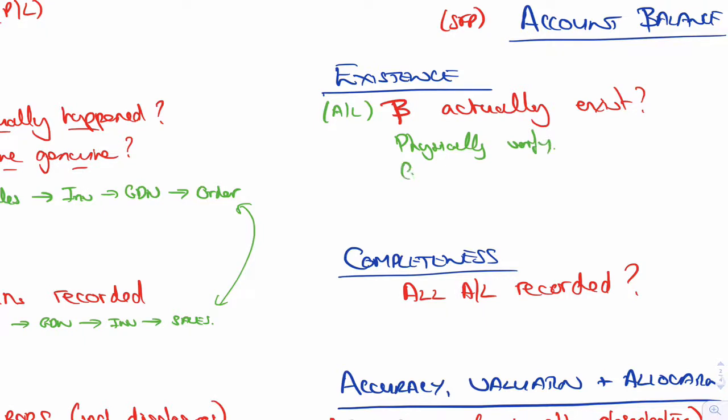If it's a receivable, you could do your circularisation of receivables to see that they actually exist. If it's a bank loan, a bank account that you want to know, send a letter to the bank. Find out, does that account actually exist?